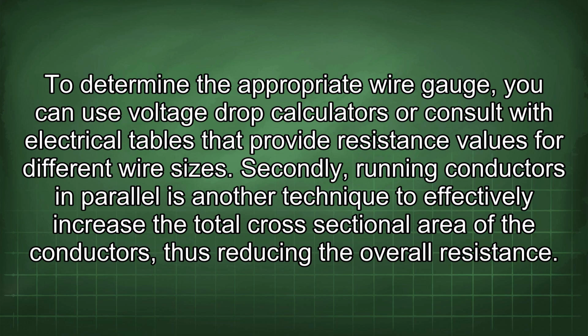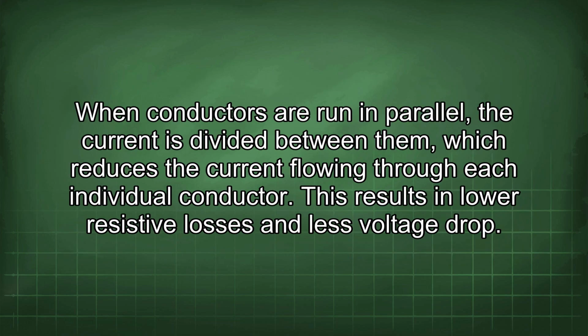Secondly, running conductors in parallel is another technique to effectively increase the total cross-sectional area of the conductors, thus reducing the overall resistance. When conductors are run in parallel, the current is divided between them, which reduces the current flowing through each individual conductor. This results in lower resistive losses and less voltage drop.